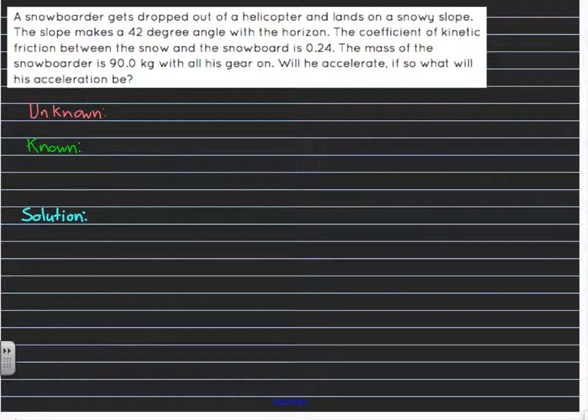All right, here's the problem. We have a snowboarder getting dropped out of a helicopter and lands on a snowy slope. So first, I'll draw just a picture. This is not a free body diagram. It's just a picture. So here's the snowboarder, and he is snowboarding down the hill, going this way.